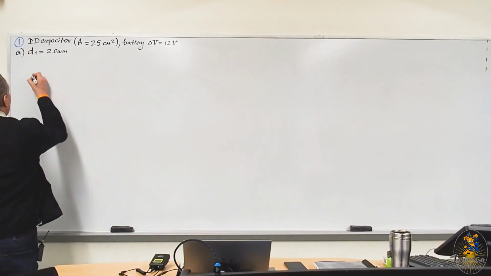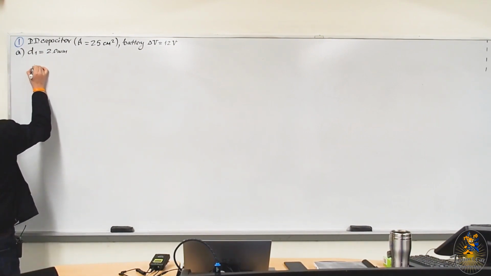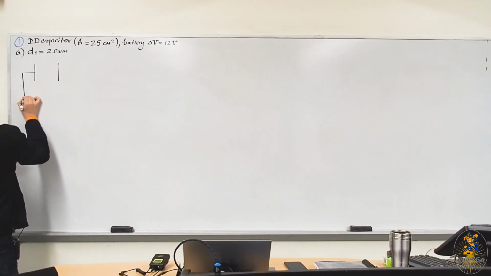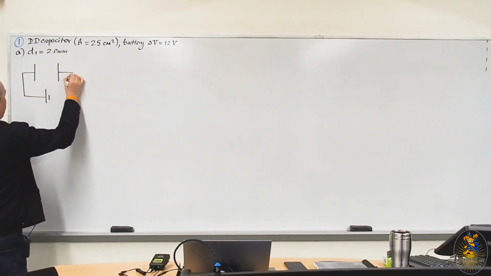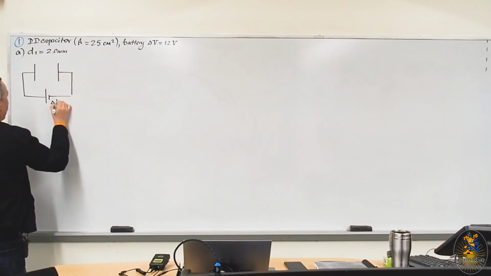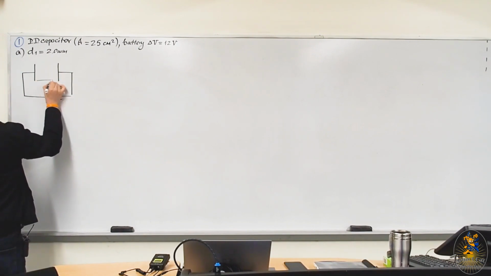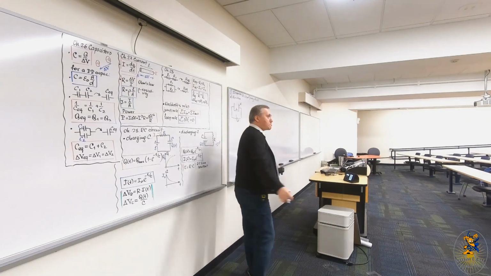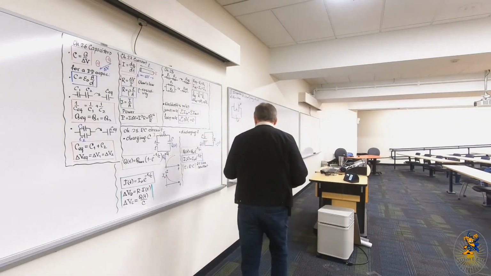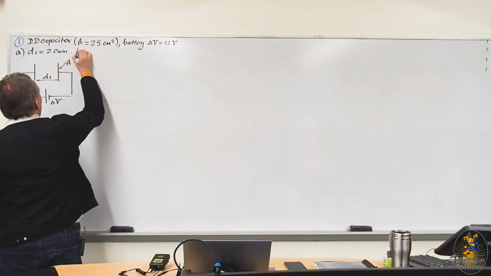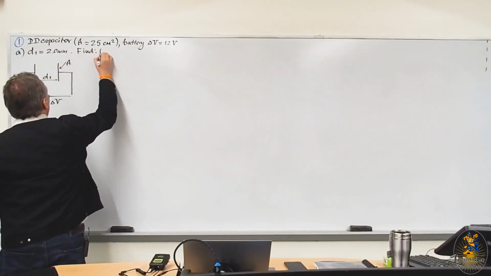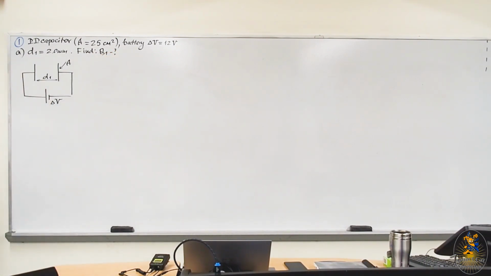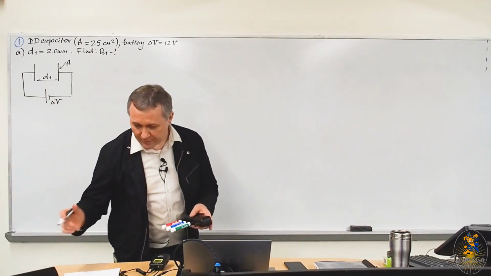Okay, so let me draw the picture, a very simple picture. Let's say this is my capacitor, and that is my battery, so delta V. Then distance D1, and that is the cross-sectional area. The question in part A is that we need to find the amount of charge, Q1, in the capacitor. It looks like I gave you everything.